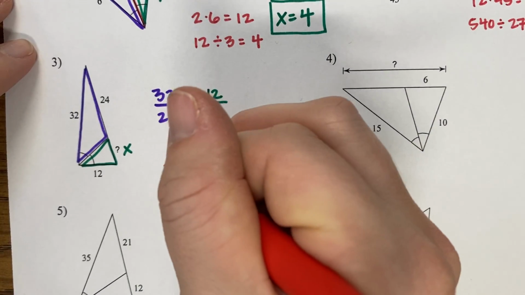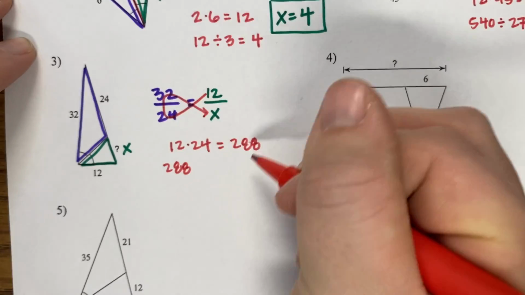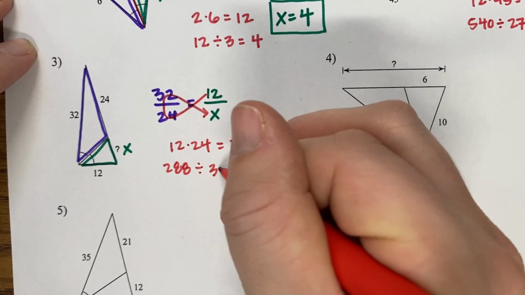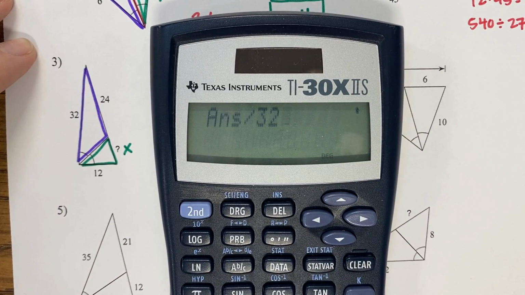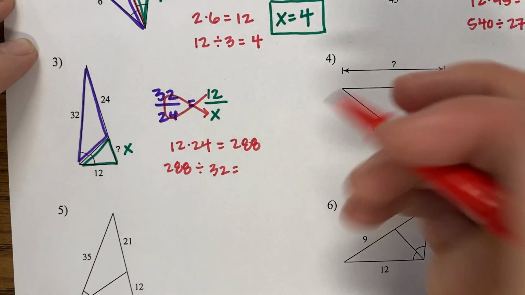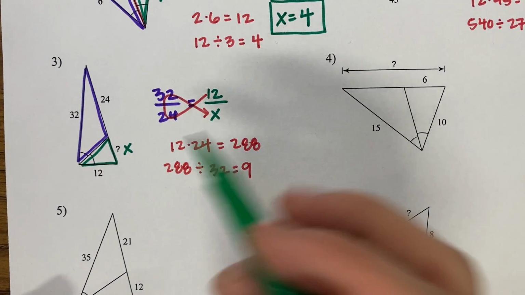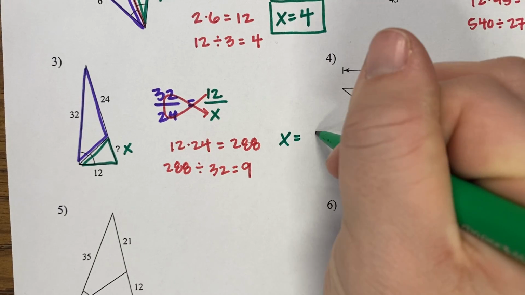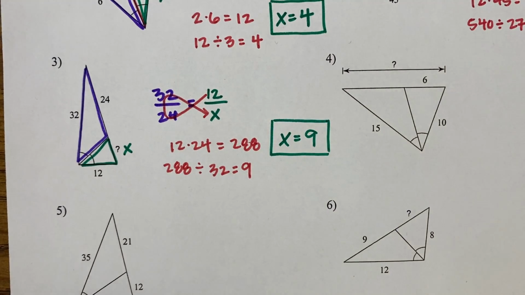So then we take 288 and we divide it by our last number, which will give us our x. So divided by 32, we get 9. Okay, so we know that our missing side of our green triangle is 9. X equals 9.